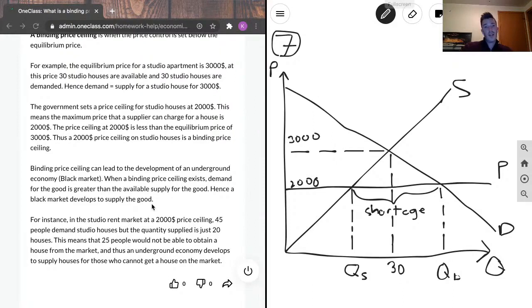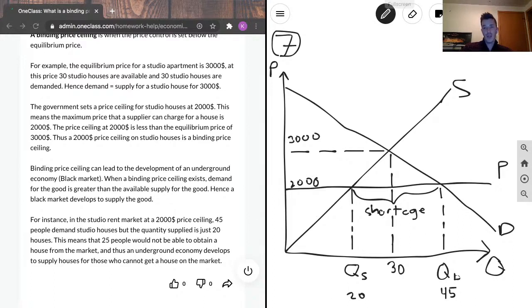At this $2,000 price ceiling, there are 45 people demanding studio houses. So QD is going to equal 45. And we get that from seeing where the price ceiling here, this horizontal line, crosses the demand curve, which is downward sloping here. And we draw down to the x-axis. So that's 45. And at this point where the supply curve, the upward sloping one, crosses the horizontal price line, we see that 20 houses are being supplied and 45 people are demanding houses at this lower price.